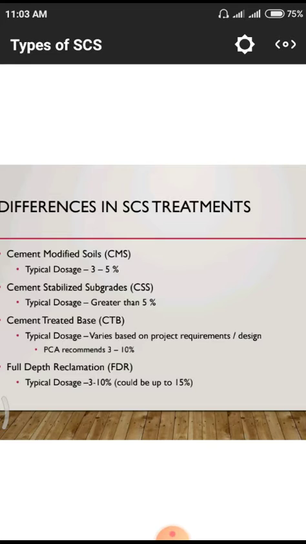For cement modified soils, how much quantity of cement is required for a 1 meter cube area? Likewise, for CSS we use only greater than 5%, and for CTBs we use 3 to 10%. It simply varies according to soil profile and particle structures. But in the case of full depth reclamation, we need to go for more than 15%.